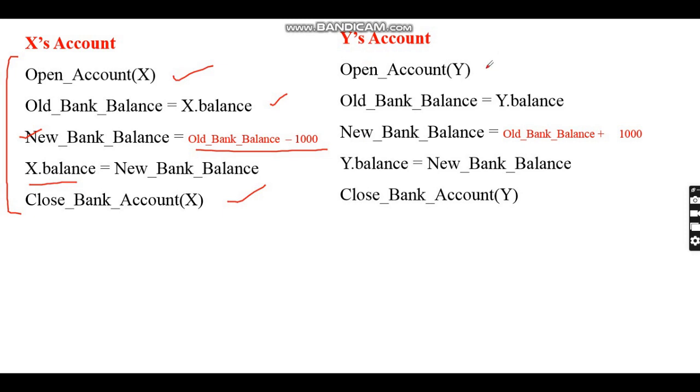Next, Y's account. Again we need to open Y's account. Then we need to fetch what the balance in Y's account is. Then, since 1000 rupees are coming into Y's account, we are going to add, and this will be the new bank balance. Then this new bank balance will be given to Y's account and we need to close this account. So these are the steps for transferring an amount from X account to Y account. There are several steps or single tasks that need to be performed. Okay. And this entire group of tasks is said to be a transaction, since it is accessing and updating various data items of a database, right?